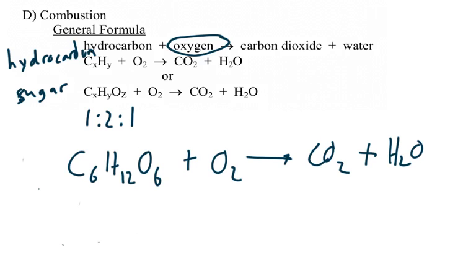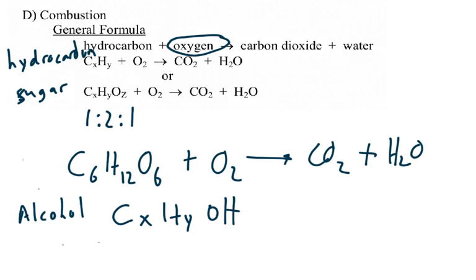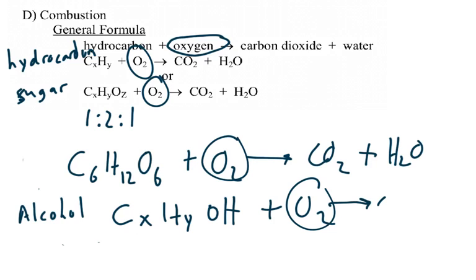Okay. Now I'm going to show you one more example that follows the same pattern. You might have an alcohol. And alcohol can also burn. The general formula of an alcohol would look something like this: CXHY. And alcohols have this functional group called OH. So it'll look something like this. But again, you'll notice this is what they all have in common. They all have that oxygen as a reactant. And this one will also generate carbon dioxide and water. So if you burn a hydrocarbon, a sugar, or an alcohol, notice that these generally make carbon dioxide and water.